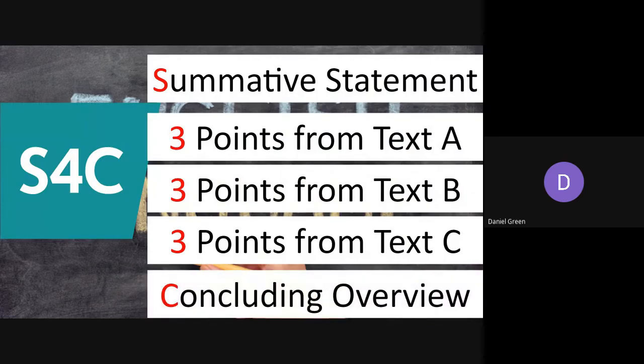They have done 3 text comparisons and synthesis in the past. They could definitely throw a 3 text at you. And if they do, 3 points from each. You may want an extra point in 1 or 2 of them to just make sure that you hit all of those points, because they could argue that you only got 9 out of 10. Still an A star, but it's important to make sure that we get all the marks that we can. Notice how, again, it's got that summative statement, it's got that concluding overview. Make sure that you're getting those points in.